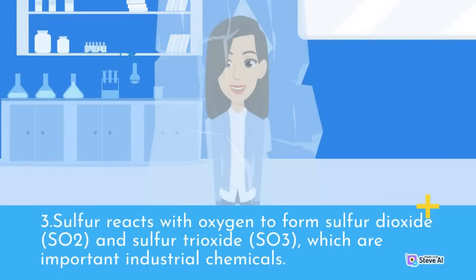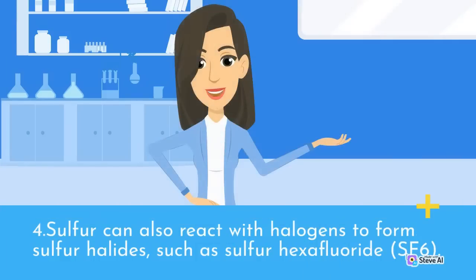3. Sulfur reacts with oxygen to form sulfur dioxide, SO2, and sulfur trioxide, SO3, which are important industrial chemicals. 4. Sulfur can also react with halogens to form sulfur halides, such as sulfur hexafluoride, SF6.